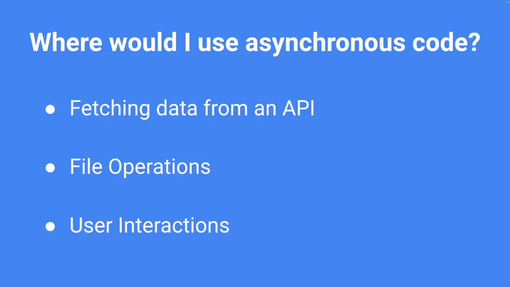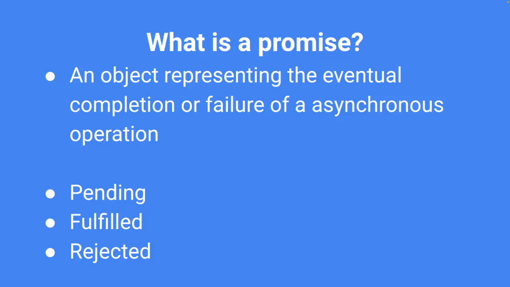The next important concept you need to understand when dealing with asynchronous code is promises. A promise is an object representing the eventual completion or failure of an asynchronous operation. And the way I like to think of a promise is an object that essentially promises us that it's going to respond to us eventually.